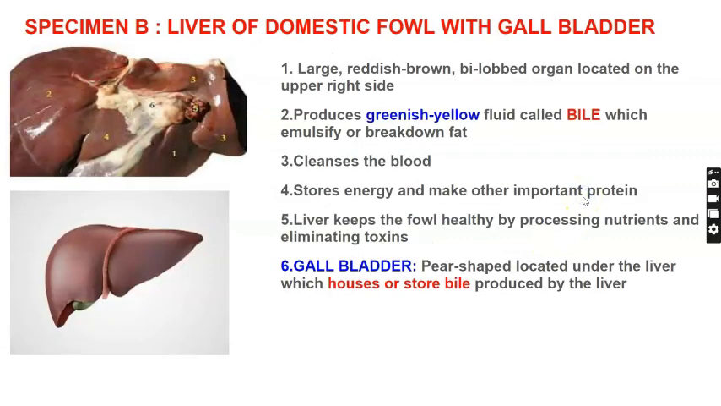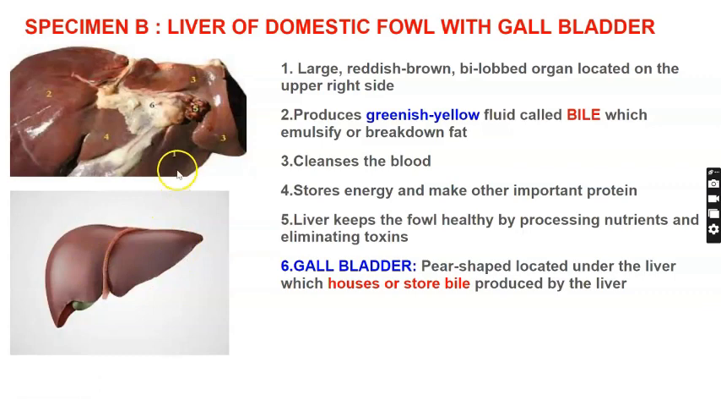So note that. Then let's now properly look at the liver. If you're asked to describe the liver that you'll be looking at on the day of your practical, you start by describing that the liver is a large reddish brown bilobed organ located on the upper right side of the domestic chicken. Alright, bilobed in sense you can say is a two lobe.